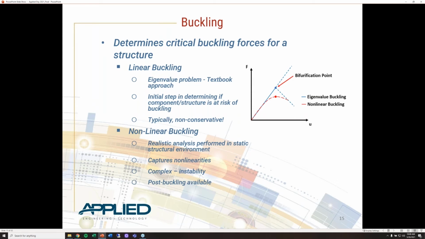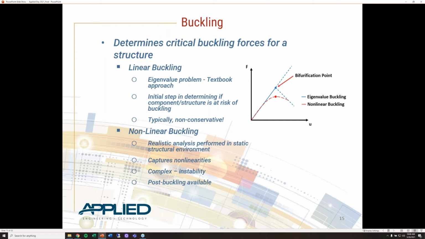If we think back to our university days, we studied linear buckling. Linear buckling is the initial step in determining if a component or structure is at risk of buckling. So if we are at all concerned of a structure or component to be at risk of buckling, this is where we'd start. Linear buckling is typically non-conservative, so again, it's the first step, and we'll go through that after we look at nonlinear buckling.